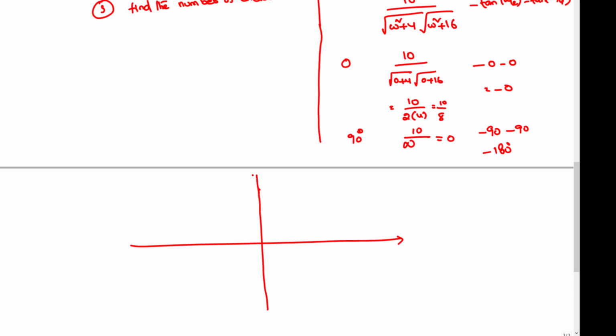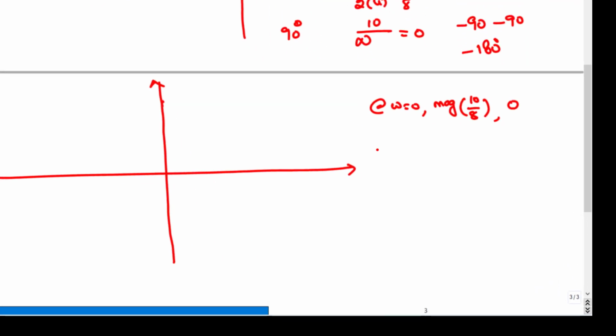Now let us plot that. At omega equal to 0, the magnitude is 10 by 8 and the angle is 0 degrees, whereas at omega equal to infinity, the magnitude is 0 and the angle is minus 180. Now let us draw that.